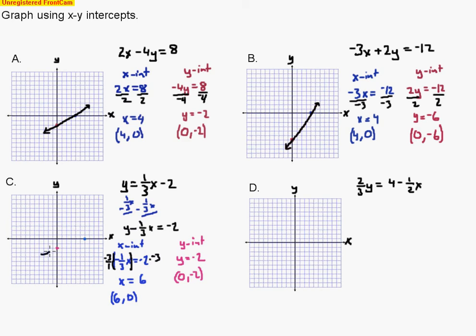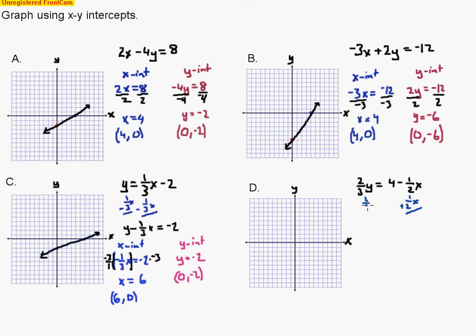So between the points, put arrows at the end. Got ourselves our answer. So let's take a look at the last one here. Same sort of situation as the letter C. I want to get the x's onto one side. So the way I'm going to do that is I'm going to move this 1/2 over. I'm going to add 1/2 x to both sides.